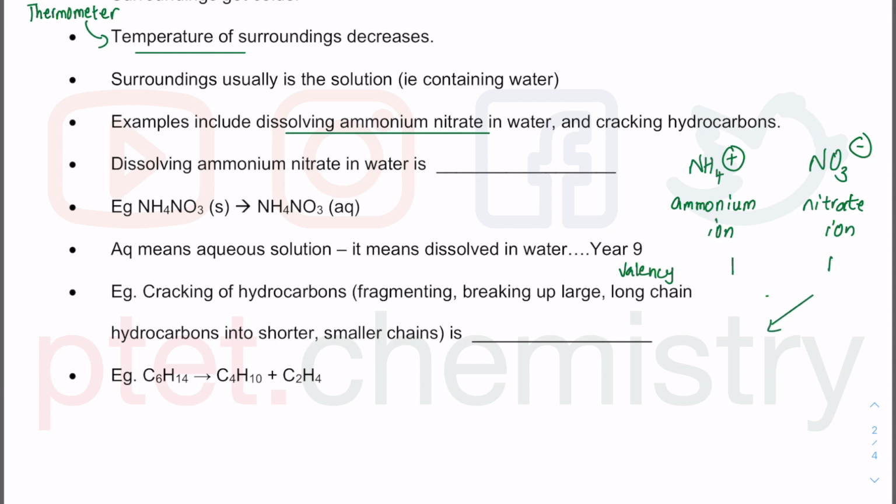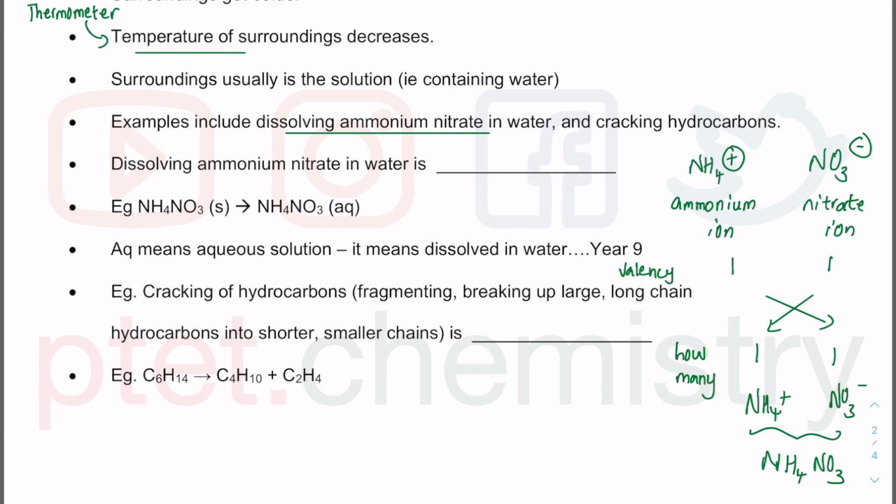So when you do a crisscross of this valency, the one on the right goes to the left, the one on the left goes to the right. This basically tells you how many of these you have. You have one of these NH4+, and you have one of these NO3-. How are they going to combine together? They will give you NH4NO3. This is basically the formula for ammonium nitrate.